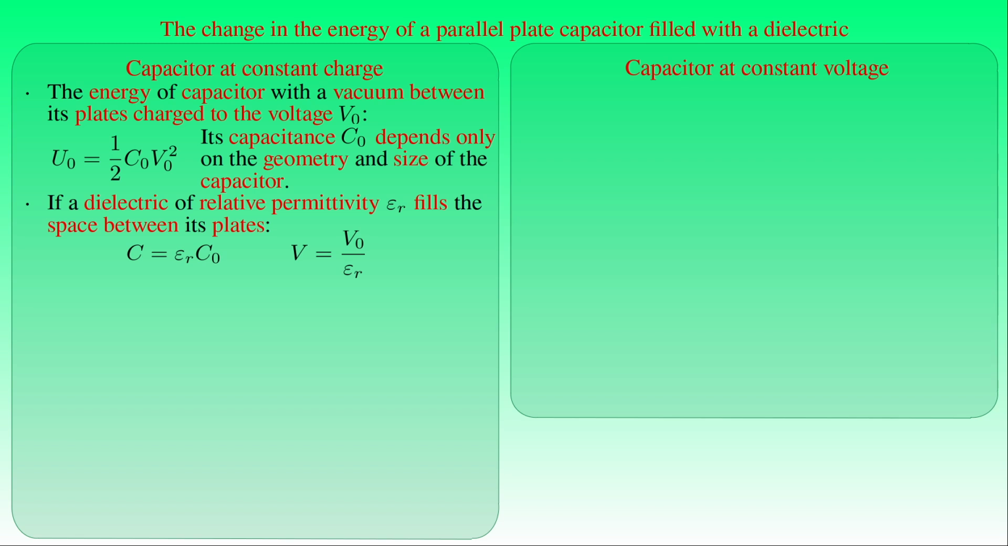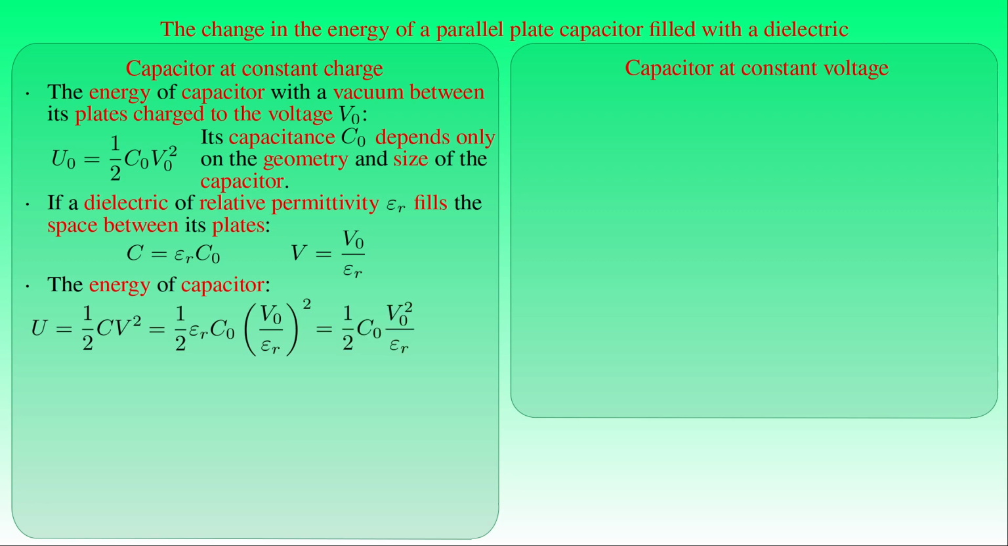In this case the potential energy U of the capacitor can be written as 1 over 2, times the capacitance C of the capacitor times the square of the voltage V between its plates. If we substitute the expressions for the capacitance C and the voltage V into the right-hand side of this equation, then we obtain 1 over 2, times C0 times V0 squared over epsilon r. By comparing this result with the expression for the energy U0, we can write the energy U of the capacitor with the dielectric between its plates as the energy U0 of the same capacitor with a vacuum or air between its plates, over the relative permittivity epsilon r of the dielectric.